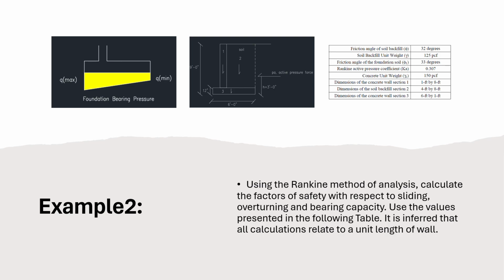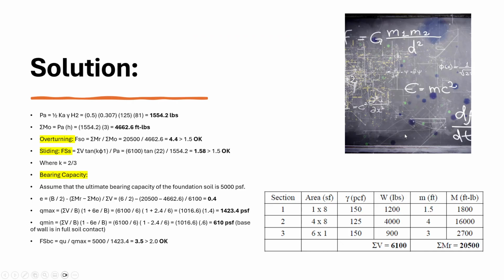And we know that the friction angle is 32, soil backfill unit weight is 125, friction angle of the foundation soil is 33, Rankine active pressure coefficient is 0.307, concrete unit weight 150 pcf, dimension of the concrete wall section 1, 2, 3. So if you just focus on the photo, you can see that that is section 1, that is section 2, and that is section 3, and we have the dimensions of those sections.